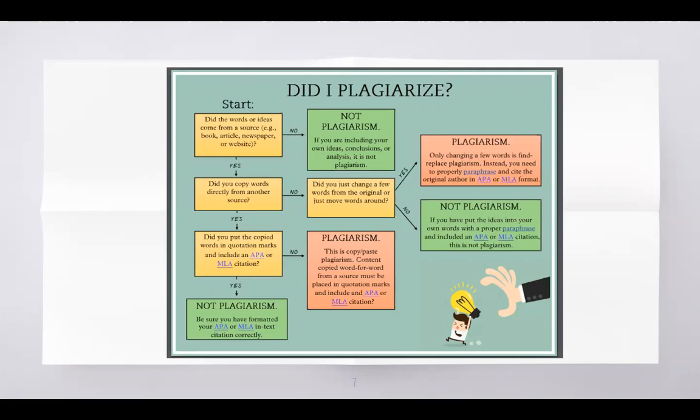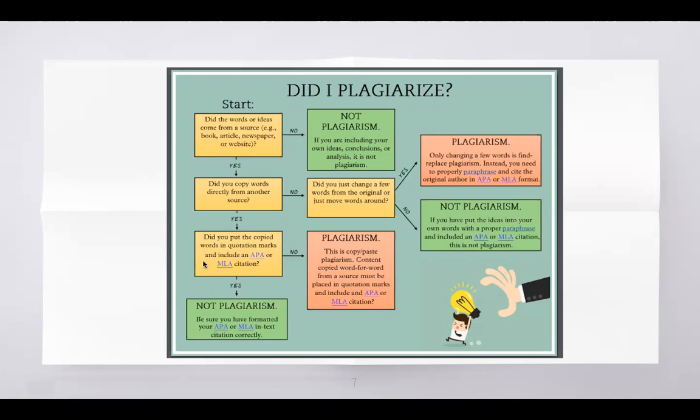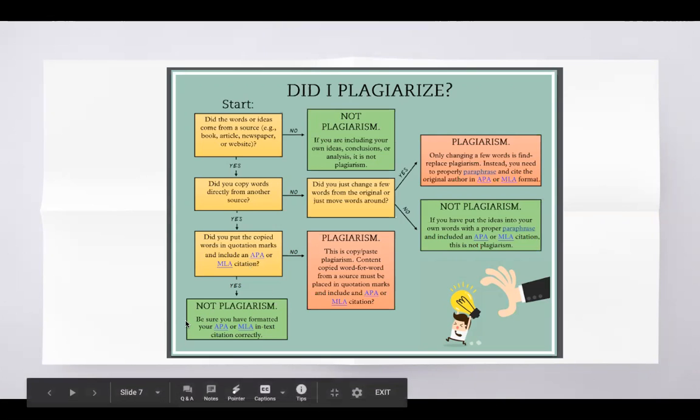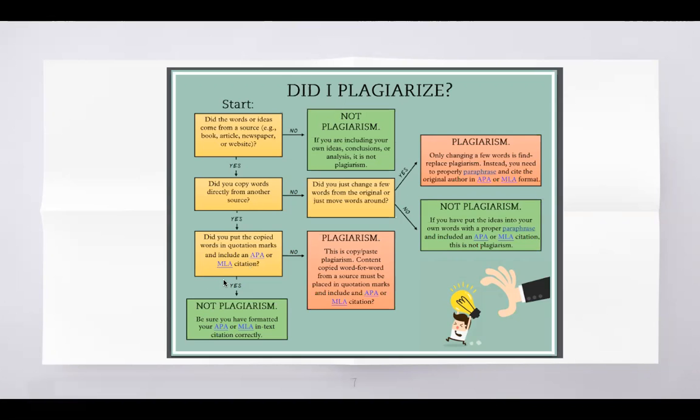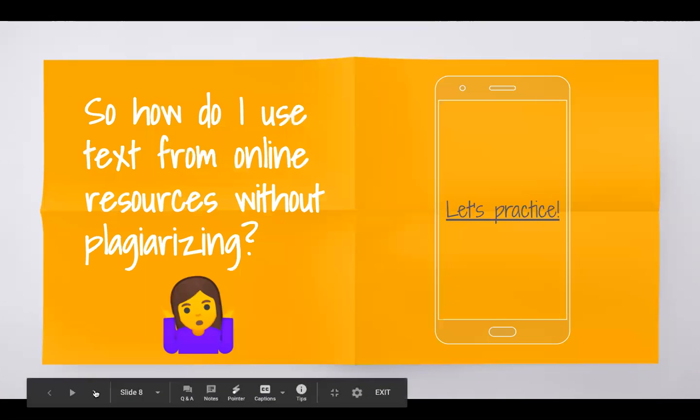But if you said yes, go down to, did you copy words directly from another source? And if you did that, you keep going down. Did you put the copied words in quotation marks and include an APA or MLA citation? I will show you in a little bit how to do that. Then no, it's not plagiarizing. You've got to just think about that. If you can cite the source, it's not going to be plagiarizing. So you want to make sure that your paraphrase is good, but we give credit. If you have any doubt in your mind, give credit to who said it, or the author, or the website, or the book you got it from.